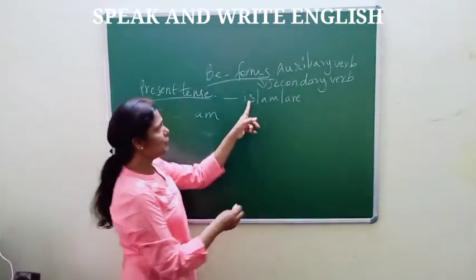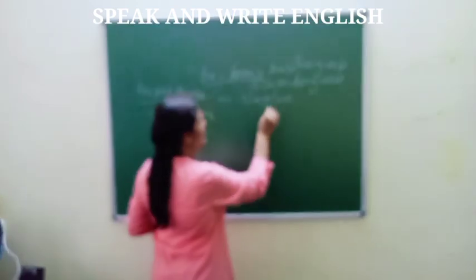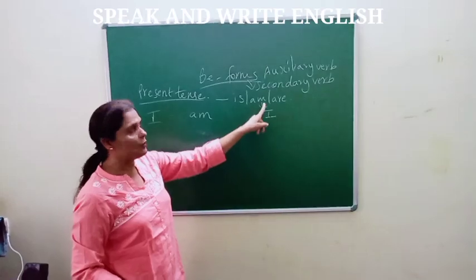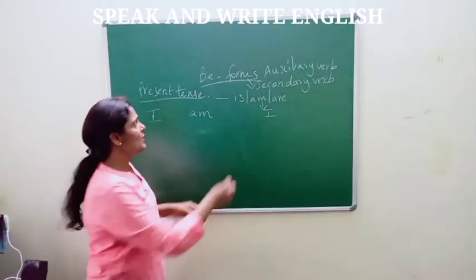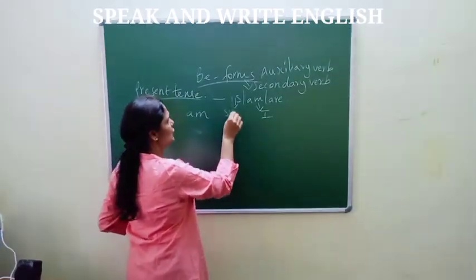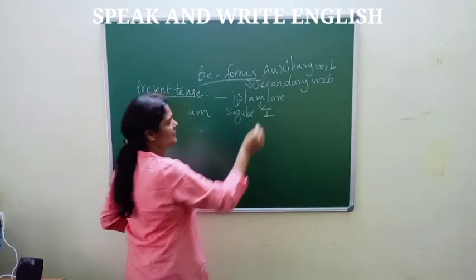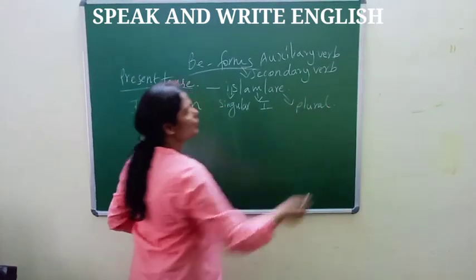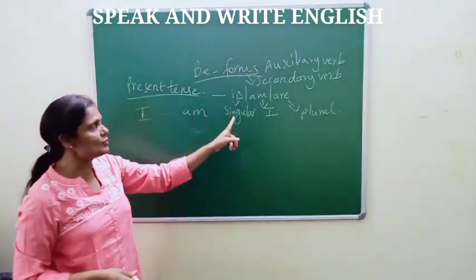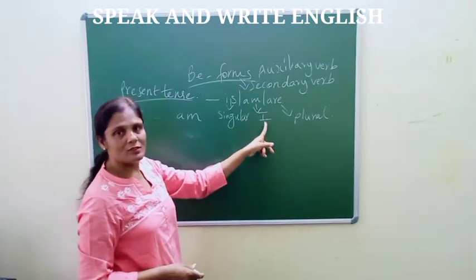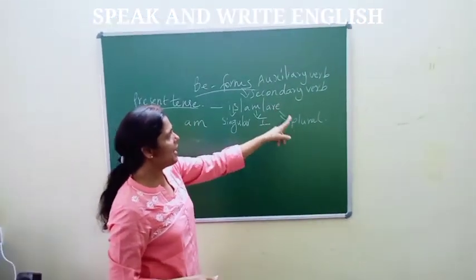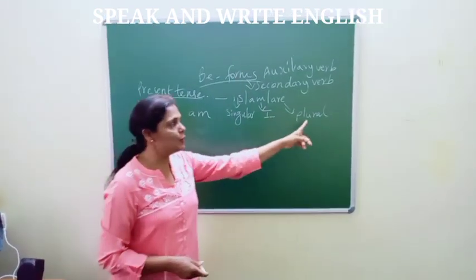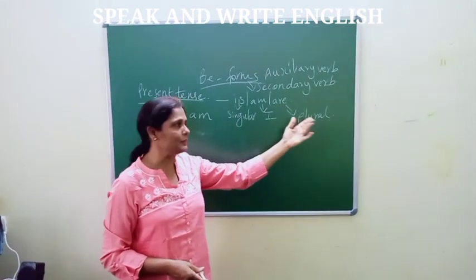See these be forms: is, am, are. Am will be used only for the pronoun I. Whereas is will be used when you are going to talk about a singular thing, and are will be used when you are going to talk about a plural thing. Singular means one and plural means more than one, that is many.